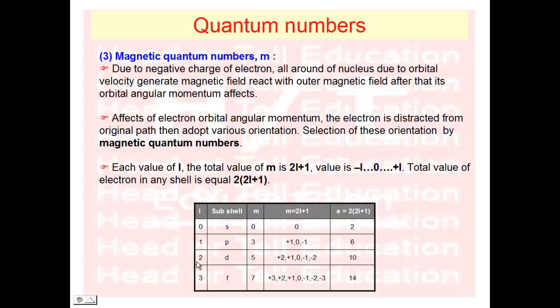Next is l equal to 2, and the subshell is d. So d has 5 magnetic quantum number values: m equals plus 2, plus 1, 0, minus 1, minus 2. The maximum number of electrons here is 10. Next, l equal to 3, the subshell is f, so m has 7 values: plus 3, plus 2, plus 1, 0, minus 1, minus 2, minus 3, and the total number of electrons is 14. So this is the magnetic quantum number.